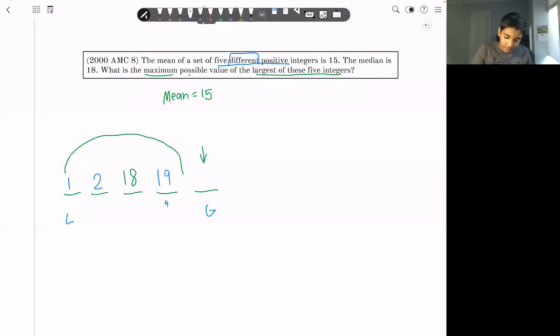Now the mean is 15, so the total sum of all the numbers is going to be 75. And then what is the last number going to be? 75 is the total sum, and we have 1 plus 2 plus 18 plus 19 plus x is equal to 75. We can simplify this, and we get x is 35, since this part is just 40. So the maximum value is 35. Any questions on this problem?